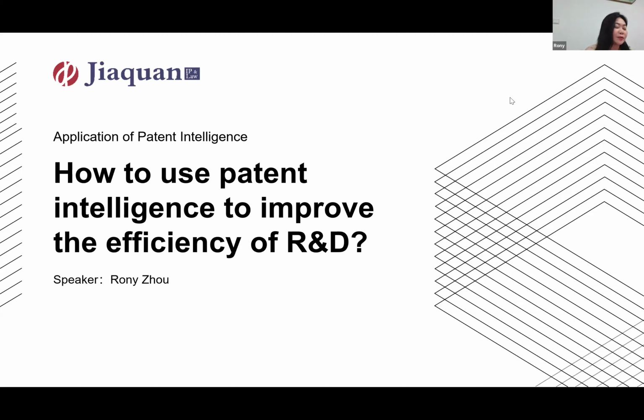So through my experience, I've witnessed firsthand how patent intelligence can be a game changer in R&D. In this 45 minutes session, we will explore the key ways patent intelligence can fuel R&D efforts. And we will look at real-world cases. And I will also share some practical tools that you can take away and apply immediately.